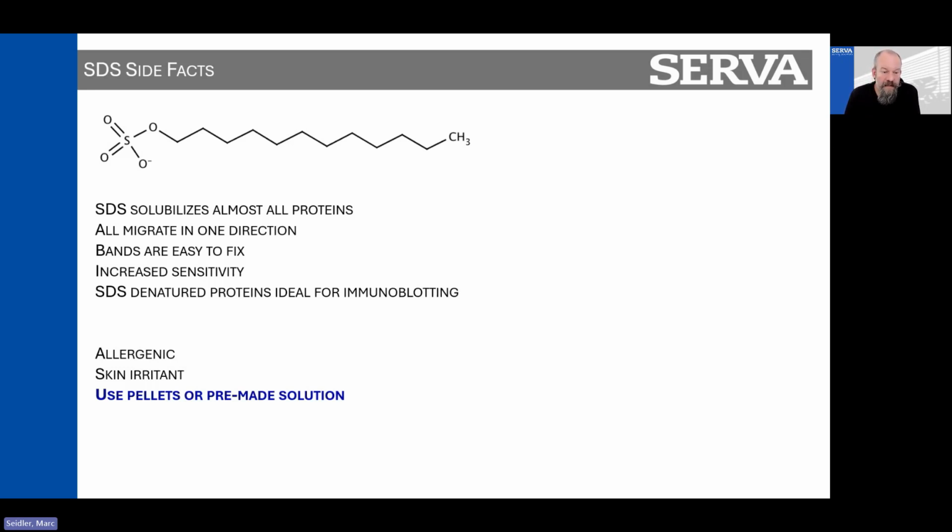The sensitivity is increased, and if you want to blot, ideally for immunoblotting, there is no problem to blot it on a membrane as well. Additionally, this necklace structure helps to fix them on the membrane. But don't forget, it is still an allergen and skin irritant. So please decide not to use the powder, use the pellets, or even better, a pre-made solution, for your health.